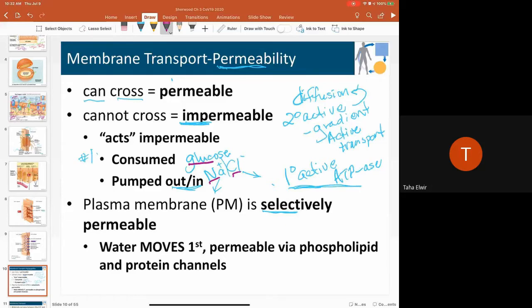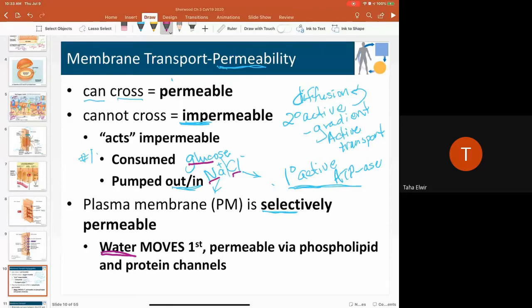If something goes into the cell, it changes the concentration gradient of solutes inside the cell, unless it's pumped out or consumed. If something goes in and builds up inside the cell, it's going to change the concentration gradient inside the cell for solute, and then water is going to move. Water is going to move first before other solutes can move to try and equilibrate the concentration gradient.